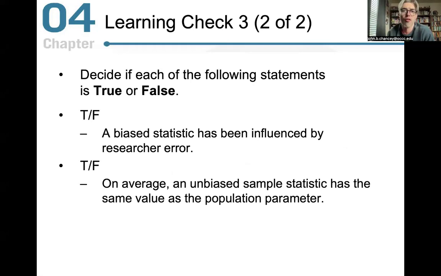Okay. Next one, true or false? Number one: a biased statistic has been influenced by researcher error. And number two, true or false: on average, an unbiased sample statistic has the same value as a population parameter. Pause the video, and once you feel like you have your answers, come back and we'll take a look at both.